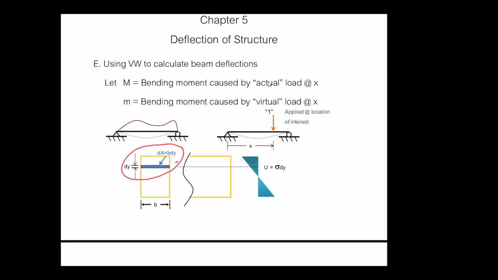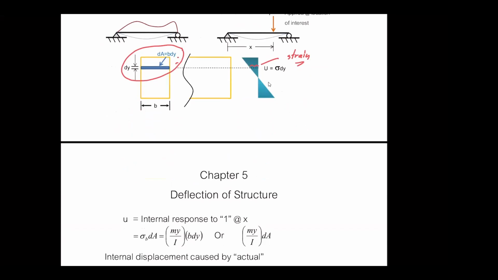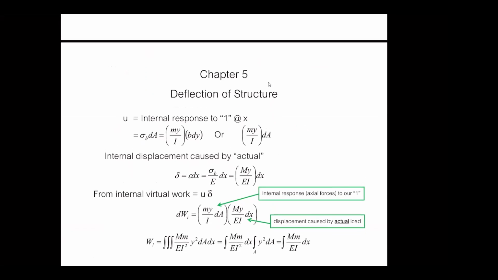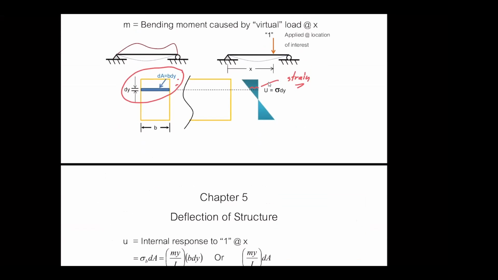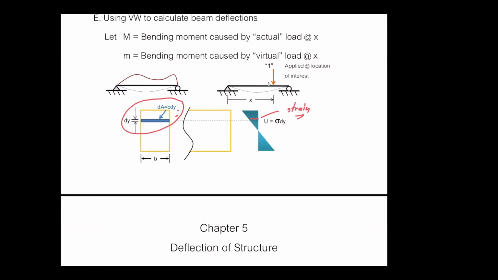Okay, and that becomes the force on that location, and that is the strain, the internal strain multiplied by the internal response due to the actual load is going to give you the internal virtual work, right? So the external work is going to be simple. It's going to be this load multiplied by that displacement, right? So the external work is just 1 multiplied by this delta.